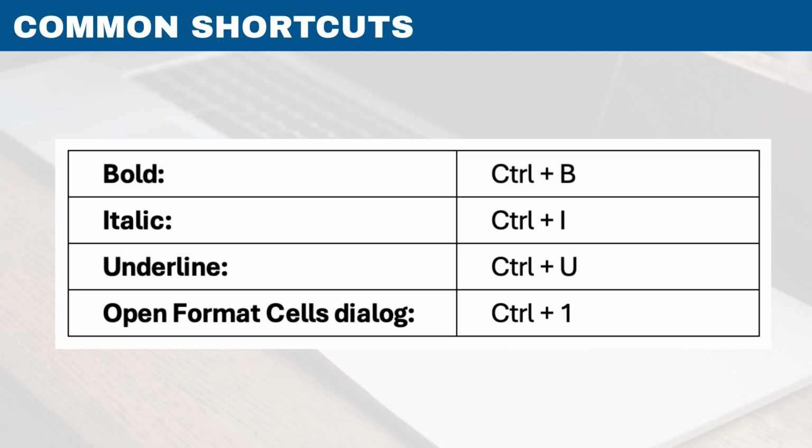To make the text in a selected cell italic, select the cell or text you want to italicize and press the Ctrl and I keys simultaneously. The selected cell or text will be italicized.